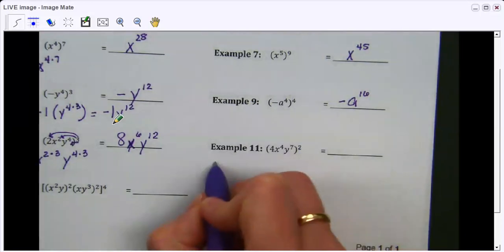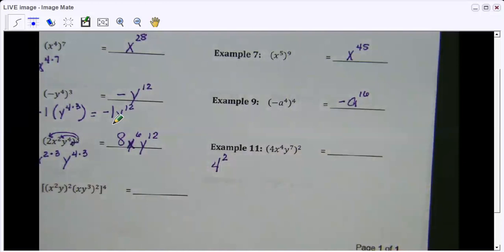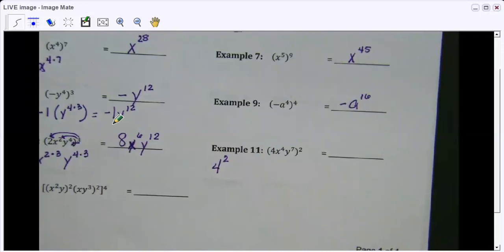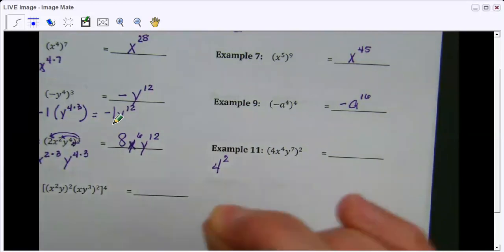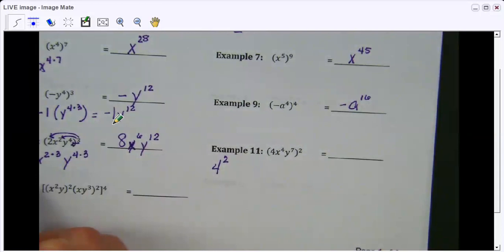Back on number 10, how did you get 8? Because 2 times 2 times 2 is 8. It's not 2 times 3, it's 2 times 2 times 2. Because 2 times 2 is 4, 4 times 2 is 8. Guys, let the teacher explain it.